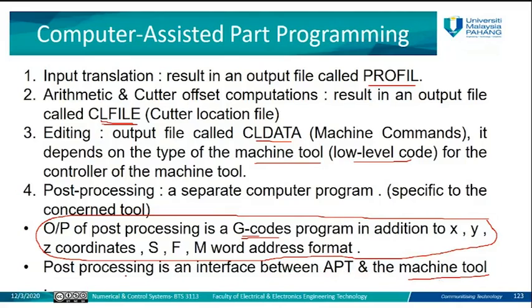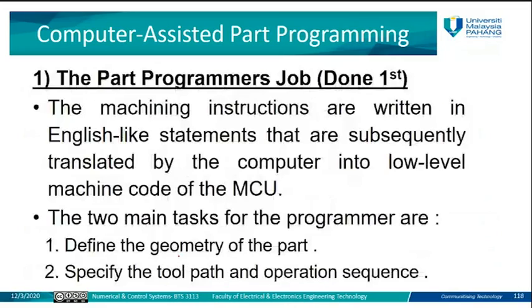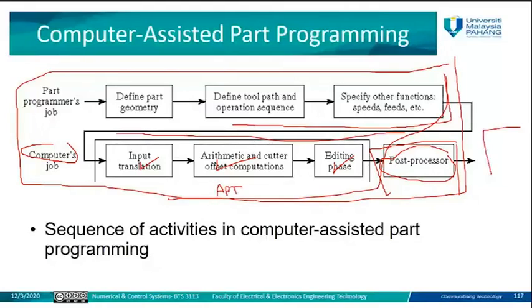So this will be the post-processing stage, which we show here in the diagram. It's like the interface between this part, which is the computer or APT part, and the machine which will be located in this area. So here we have the CNC machine. After we complete the program, it will be sent to the MCU of the CNC.